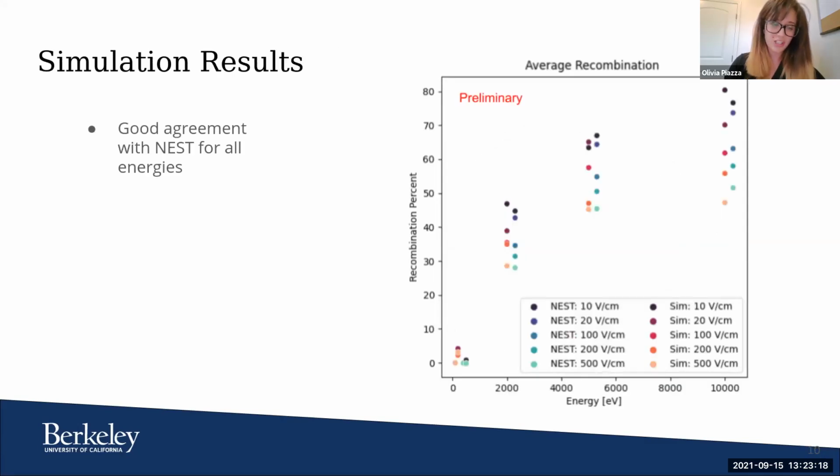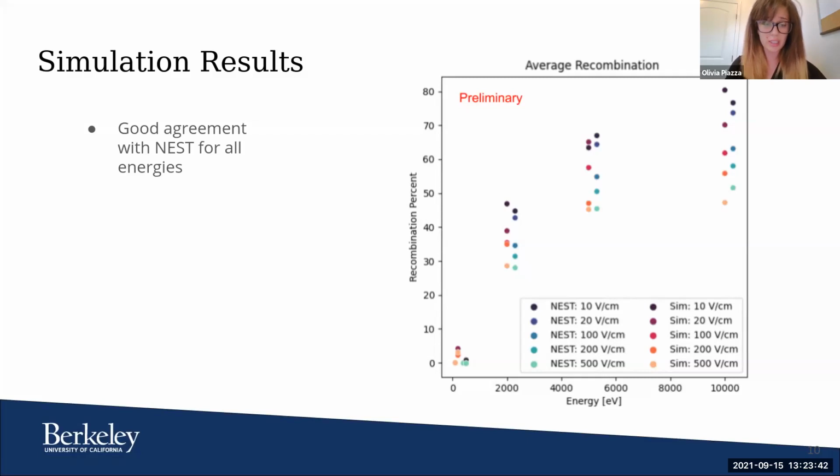All right, so here are the results of 1,200 individual simulations calculated for each primary energy deposition labeled on the x-axis and external electric field value, which is color-coded and displayed on the legend. The average recombination rate is then plotted as a function of energy, and as you can see, it has good agreement with NEST.